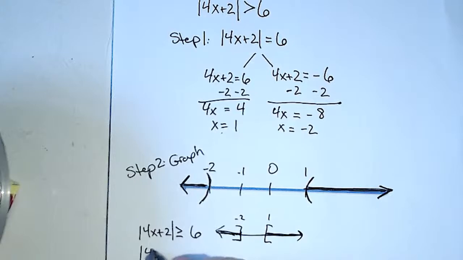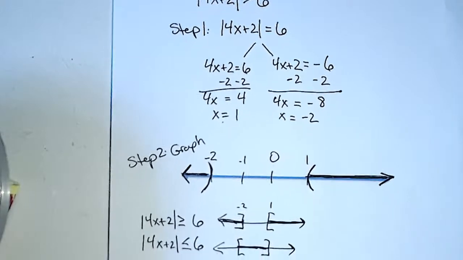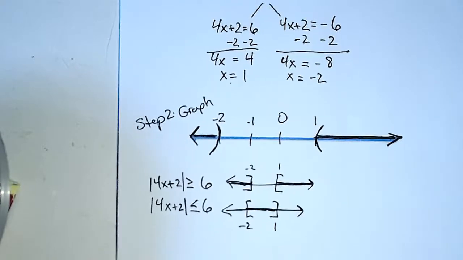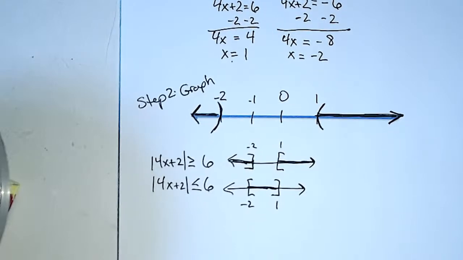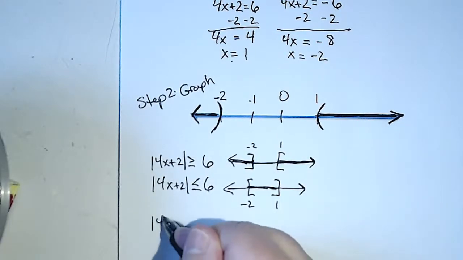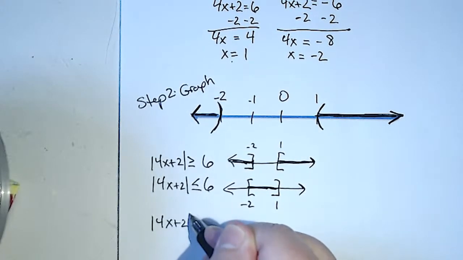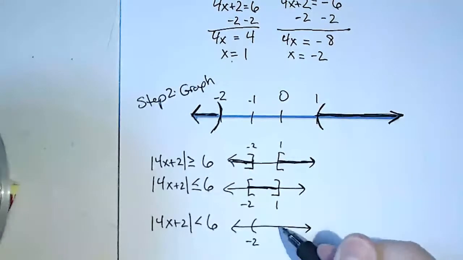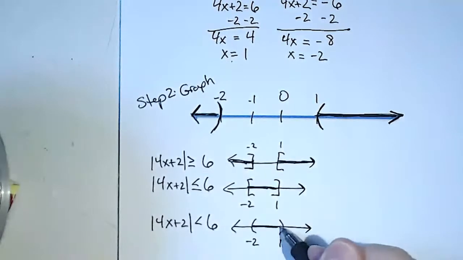I could say 4x plus 2 absolute value is less than or equal to 6, and that would be this. I could say, look at me coming up with all the related ones. I could say absolute value of 4x plus 2 is less than 6, and that would be this bad boy. What do you think? Woohoo!